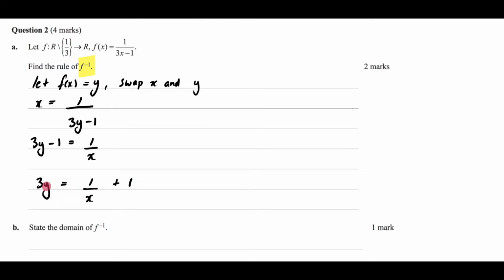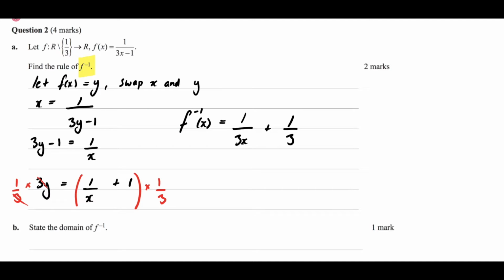I now want to get y by itself, so I'm going to have to get rid of this 3. So I'm going to multiply this side by 1 over 3, and by doing that, they're going to go away. And that means I'm going to have to multiply this whole side by 1 over 3 as well. So that means what my final answer is going to be is the inverse function of f is going to be 1 over 3x plus 1 over 3. Make sure you include this notation. If you didn't, you'll most likely lose a mark.